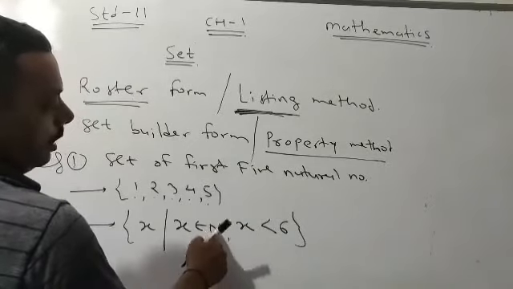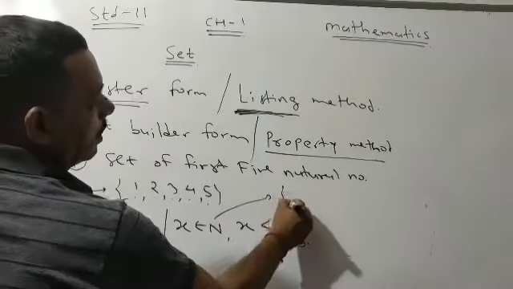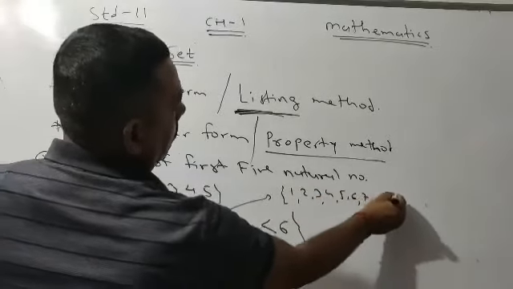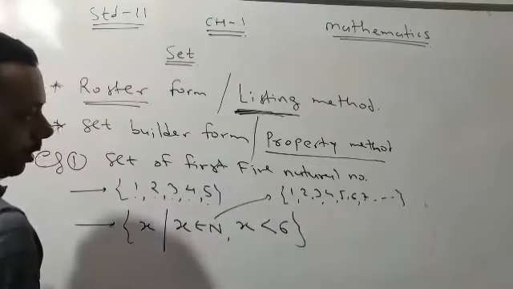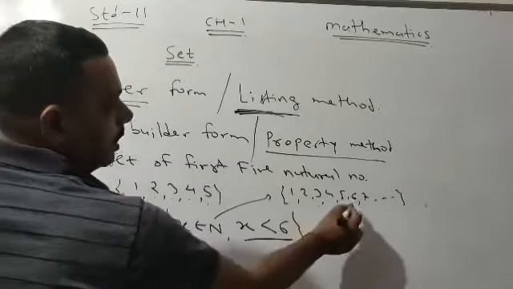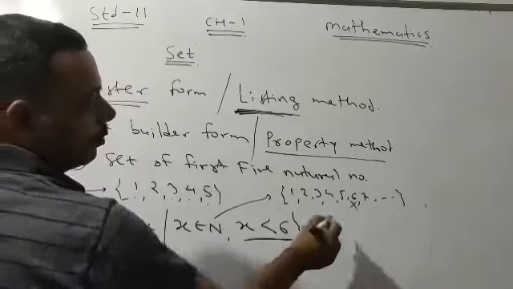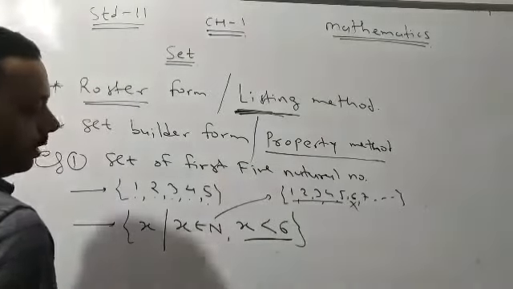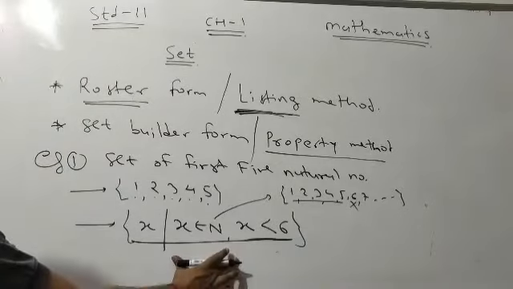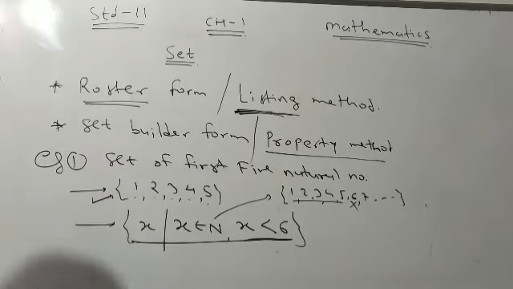We know that in natural numbers the numbers are 1, 2, 3, 4, 5, 6, 7 and so on. But if I say number smaller than 6, it means 6 is not considered, and smaller than 6 means 1 to 5 are there. So the same set in different representation gives the same answer, the same elements of the set.